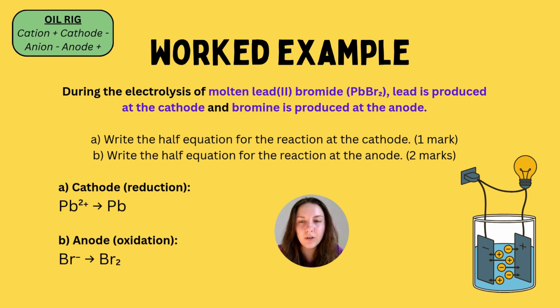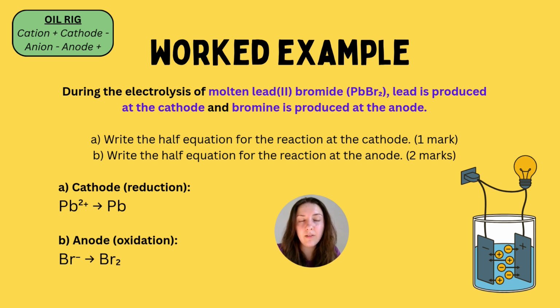So what you want to do once you've got this, you want to write out the two half equations. So we know that for lead bromide, the overall reaction would be lead bromide breaking down into lead and bromine. But the two equations that you need to know is what happens to the lead and what happens to the bromine to get to that point.